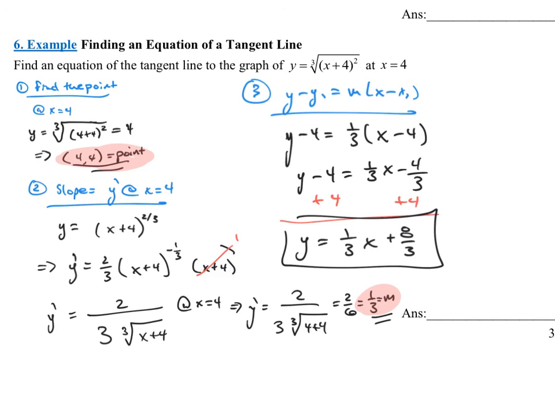Again, I strongly encourage you to check your answer. You should be able to go on to Desmos here. In Desmos, you should be able to graph the cube root of x plus 4 squared. You should also be able to graph the equation of the tangent line, which was 1/3 x plus 8/3. What you should see is the line intersects the graph at that point (4, 4), and the slope of the tangent line that we just got should look like the slope of the graph of the cube root of x plus 4 squared. So the slope of the tangent line should match the slope of the graph at that point, which is the point (4, 4).